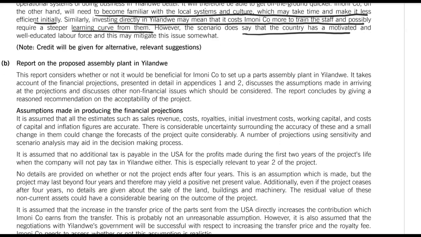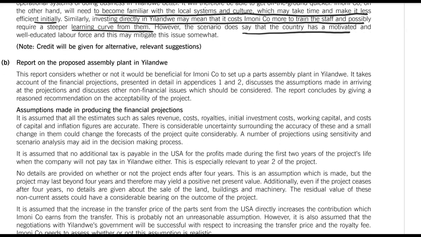Okay, let's move to the B part. In B part, you have done the calculation, and you have to write about the assumptions and other risks plus the recommendation. So whenever you want to make a report, your first paragraph will be the introduction. Firstly, you will write the subject, then you will write the introduction.